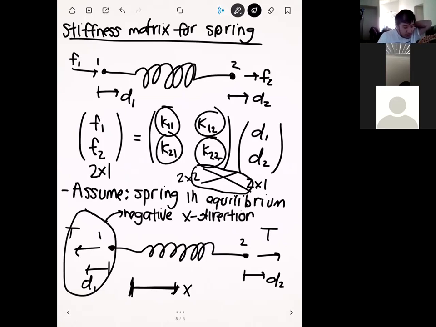And so we're going to use the fact that our spring is in equilibrium, and we're going to use the directions of the system to solve for the element stiffness matrix. Okay. All right, any questions on this?